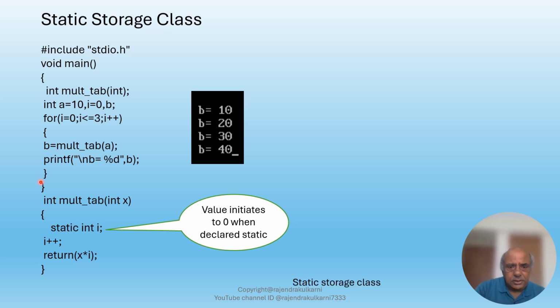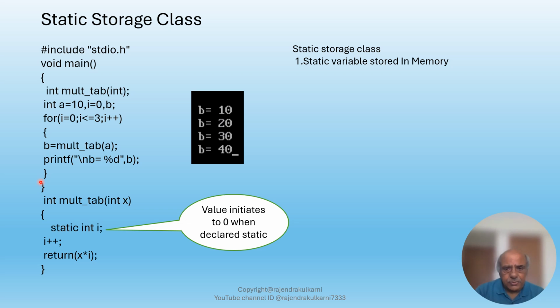The speciality of the static storage class is where it is stored in the memory. There are certain types of variables which are stored within the microprocessor's internal registers, but a static variable doesn't get stored within the microprocessor's internal registers; it is stored in the memory. Its default initial value is 0. So whenever we declare a static variable, its default value becomes 0. We need not assign 0 to it as we have to do in other variables.